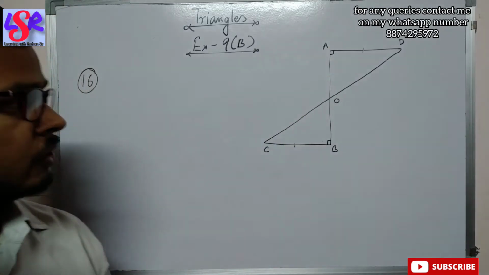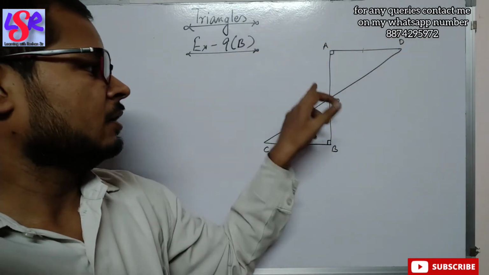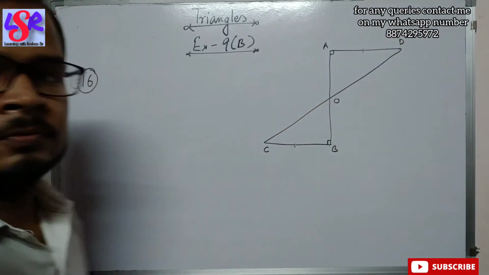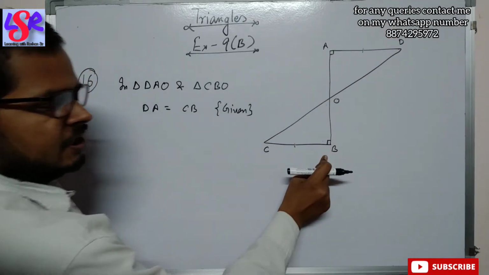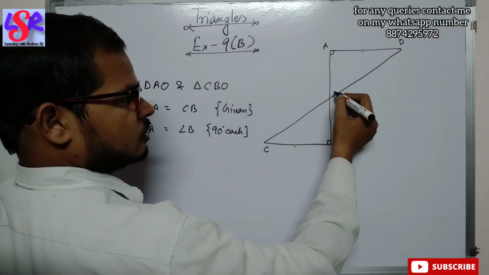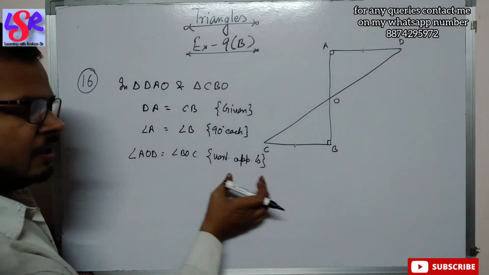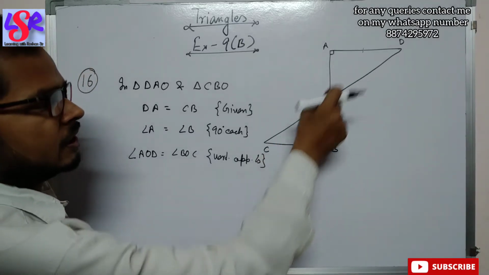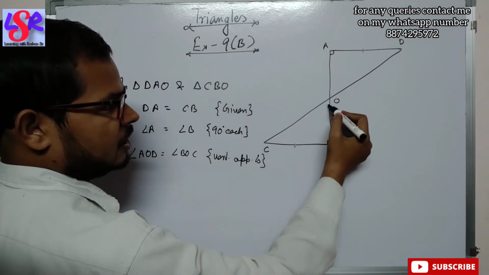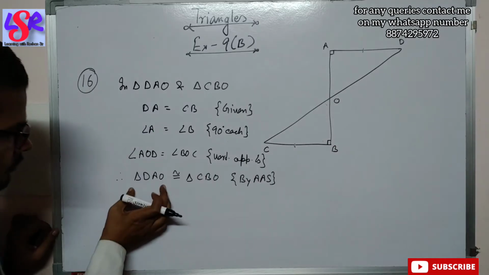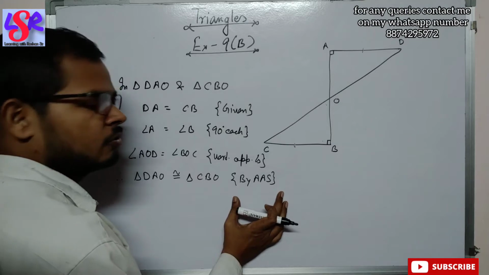Now to prove this, we are going to prove these two triangles congruent. So in triangle DAO and triangle CBO, we can take DA equals CB as given, angle A equals angle B, 90 degrees each, and this angle will be equal to this one as vertically opposite angles. Therefore, angle AOD equals angle BOC by vertically opposite angles. Now to prove these two triangles congruent, we have used this side, this angle and this angle. So it will be AAS. Therefore, we have triangle DAO congruent to triangle CBO by AAS congruency criteria.